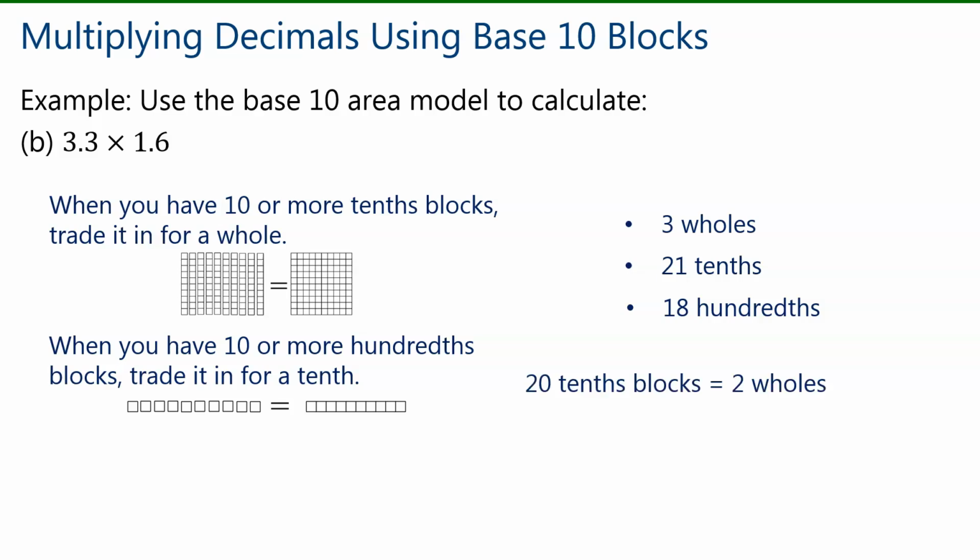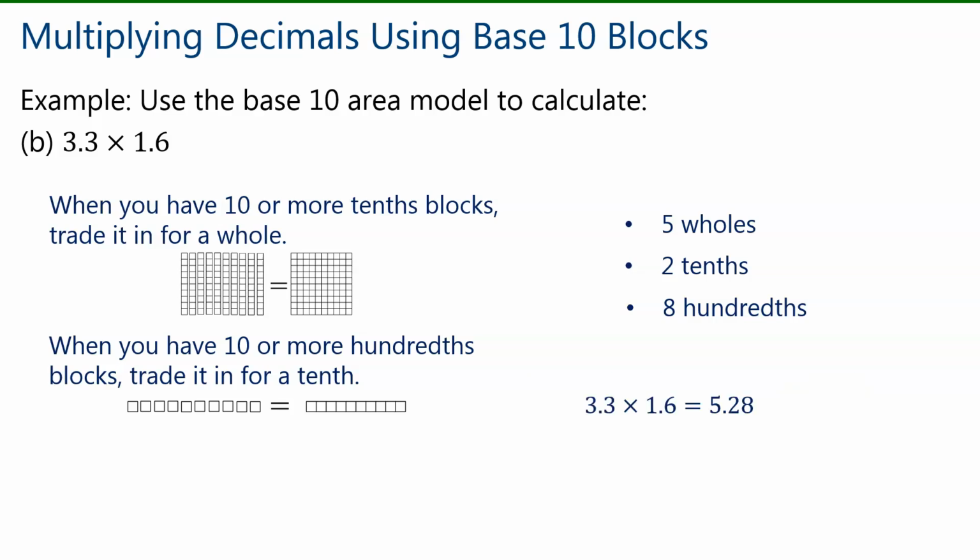So let's trade in 20 of the tenths for 2 wholes. And when I do that, I now have 5 wholes, 1/10, and 18 hundredths. Now when I look at the 18 hundredths, I'm going to take 10 of those and trade that in for a tenth. So when I do that, it means I now have 2 tenths and then 8 hundredths left over. So now I can write my answer. 3.3 times 1.6 is 5.28.